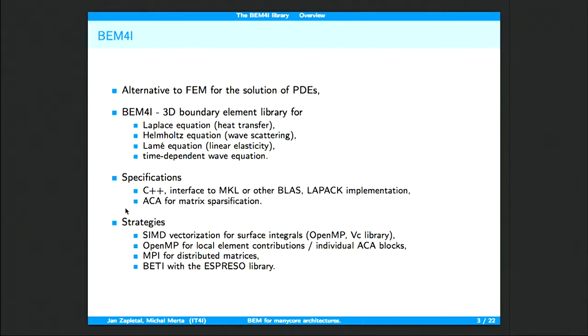We also have some initial implementation for MPI distribution of the ACA matrices, and we can also go massively parallel in connection with the Espresso library, which is also developed at IT4Innovations. This is in fact the finite element domain decomposition library, but if you switch from finite element to boundary elements, then you get the boundary element tearing and interconnecting method. So in this way you can make the whole cluster busy basically. But today I would like to concentrate on the single node performance of BEM4i.